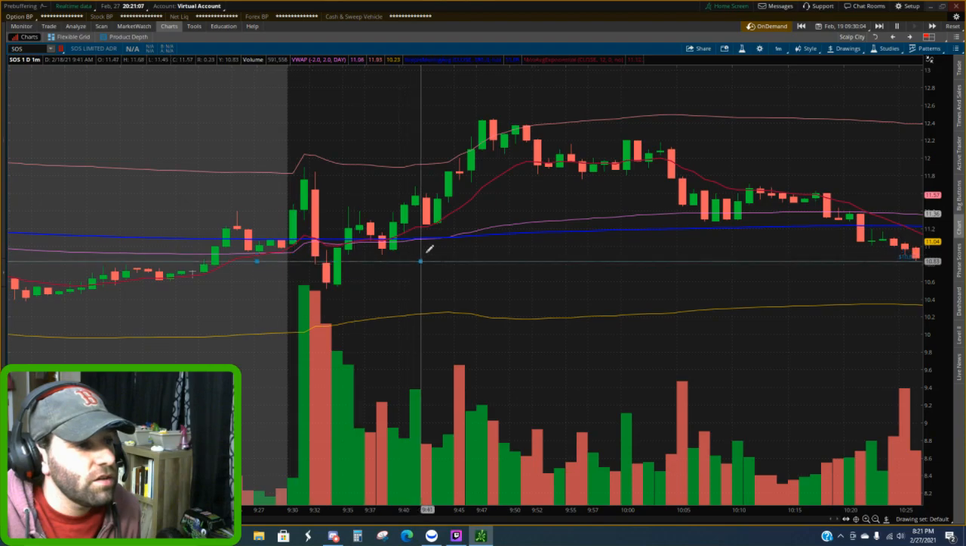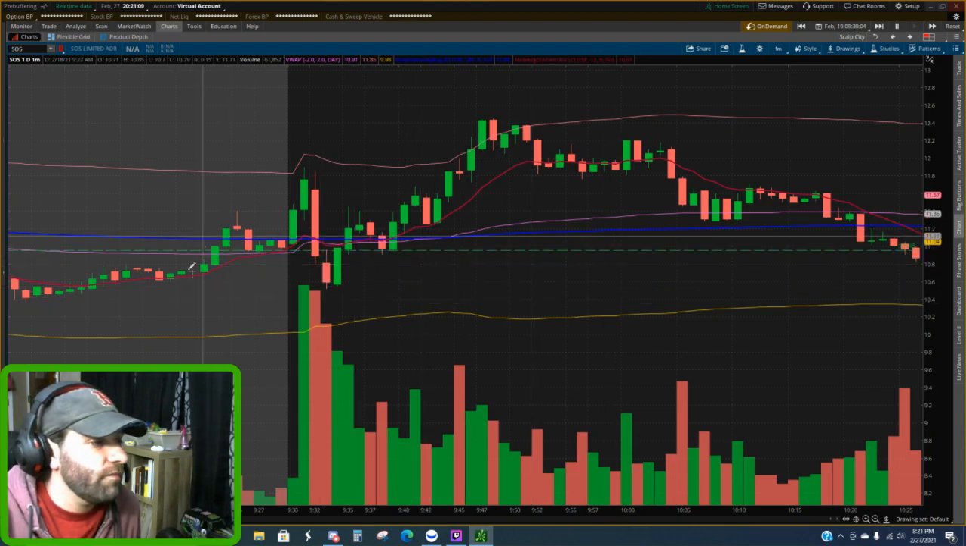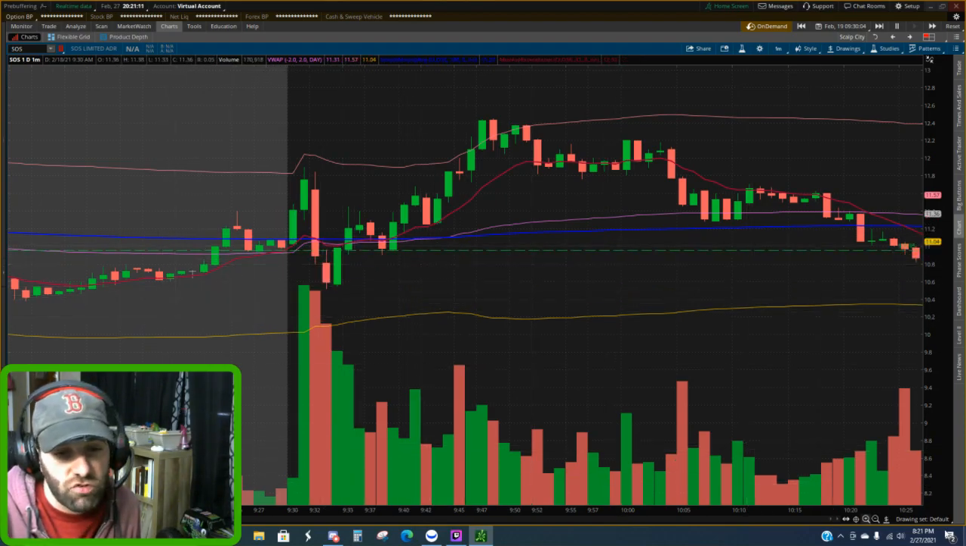Pre-market. Look at that. You can see that with your eyes. I don't draw these lines while I'm trading intraday. When I'm scalping, I don't draw these lines. No way. It's too much clutter. I like it clean.